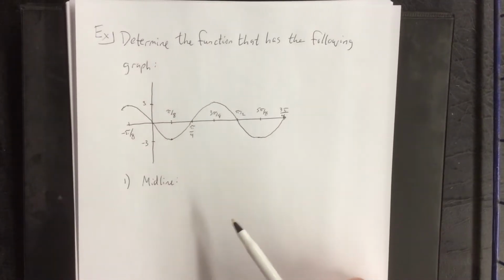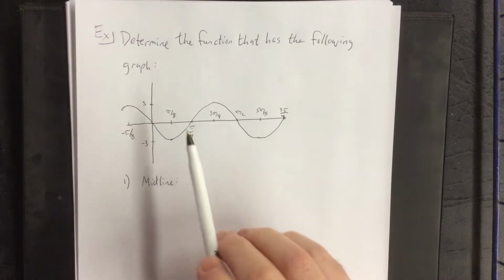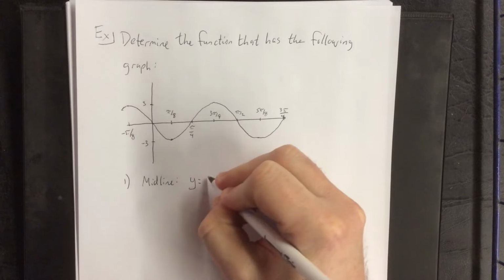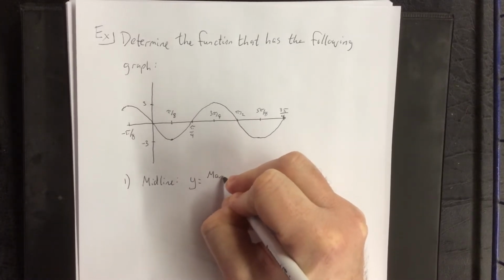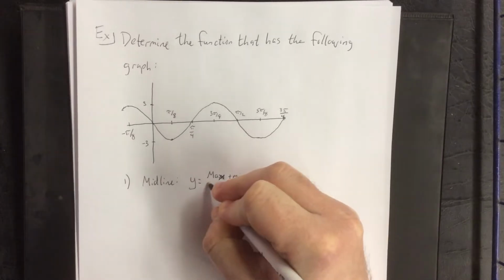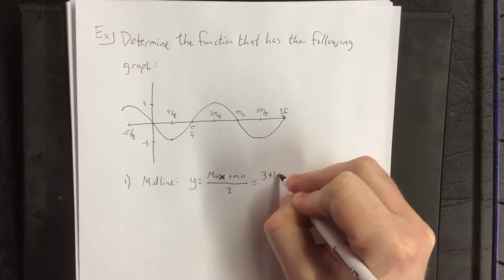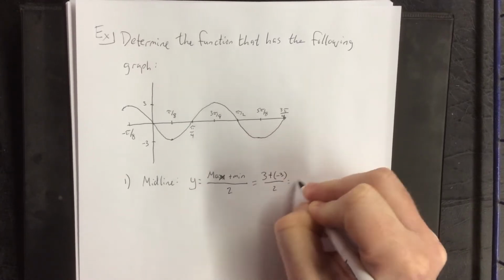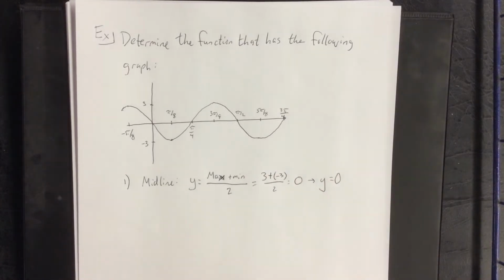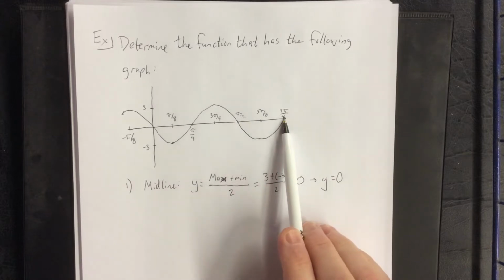To determine the midline, I notice that the maximum value that we have is positive 3. The minimum value is negative 3. The midline is going to be halfway in between those. So the maximum value plus the minimum value, all over 2, will let us know what that's equal to. So 3 plus negative 3, all over 2. That, of course, simplifies into 0. You'll also notice that there are several points along here that are all on the midline right at y equals 0.